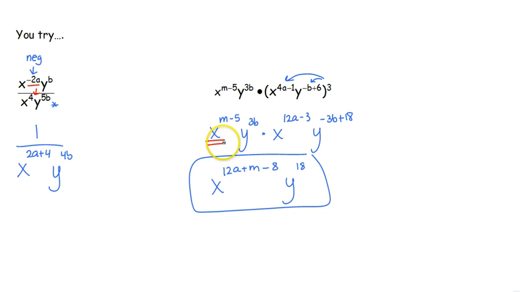Then we are multiplying bases, which means we are adding those exponents together. Well, we've got a 12a and an m. Those are not like terms, so it's just 12a plus m. If they're not alike, you can't combine them together. A negative 5 and a negative 3 is a negative 8. Then we have our y's. 3b and a negative 3b plus 18. Well, 3 minus 3, we don't have any b's left, so it's just y raised to the 18th power.